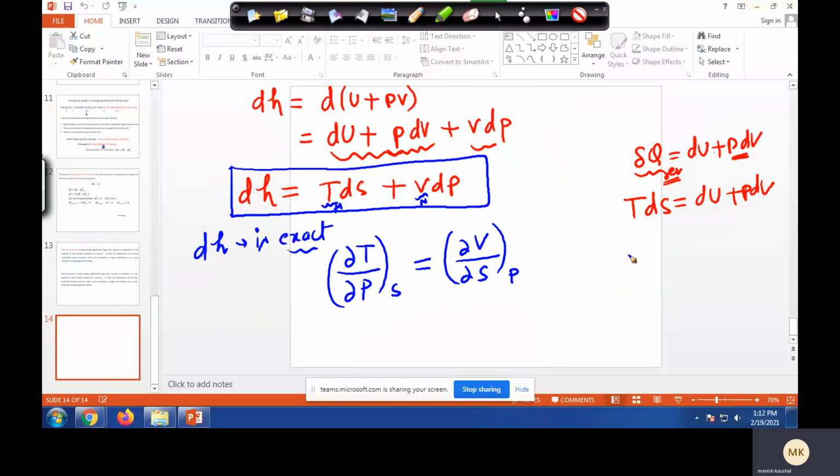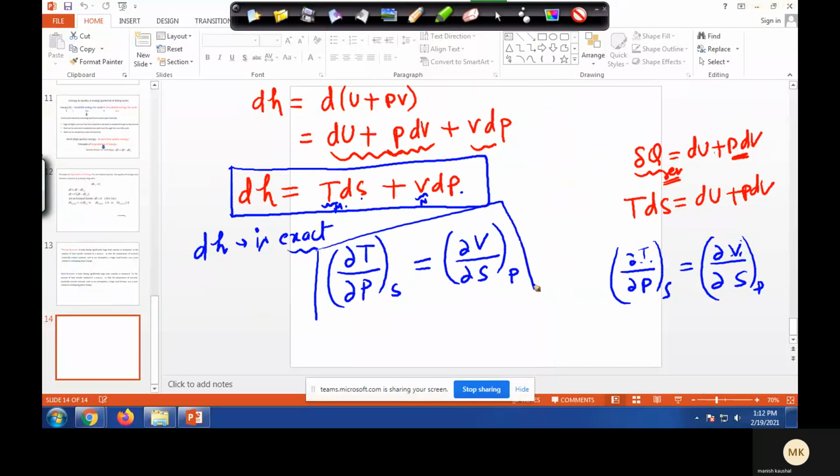If you have any confusion, always write in terms of M and N: del M with respect to P at constant S, and then del N with respect to S at constant P. And what is our M? M is our T. And what is N? N is our V. So this is our second Maxwell relation. Fine.